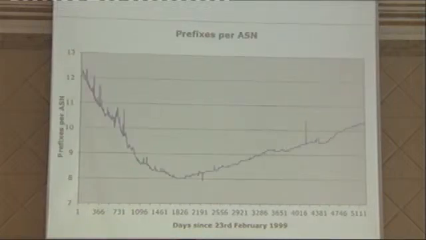Prefixes per AS number, that one's a bit intriguing. It's the number of prefixes being announced on average by each autonomous system. So in the early internet days, early as in 99, quite a large number of prefixes per autonomous system, and then it minimized around about 2005, and then it's crept all the way back up. It's running about 10.5 prefixes per ASN. Is this caused by deaggregation or what? I don't really know.